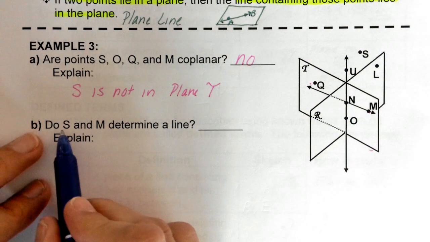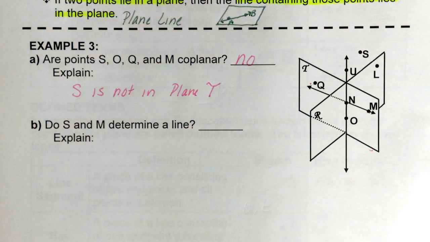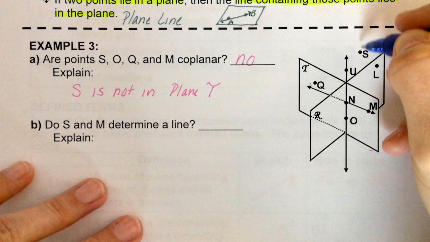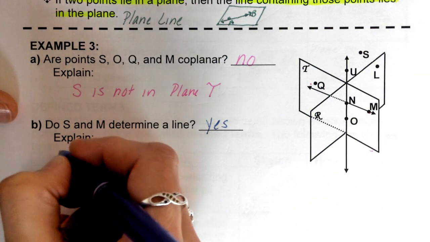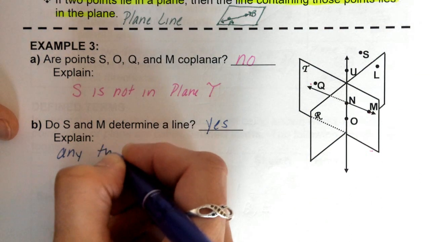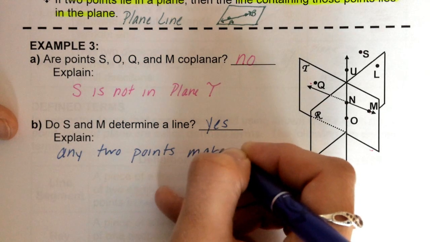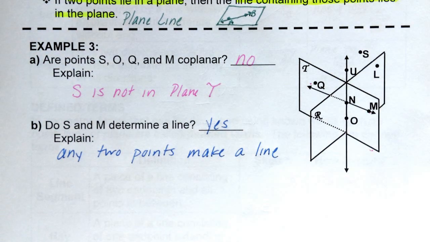Next, we want to know, do point S and point M determine a line? Can you put a line through point S and point M? Absolutely, the answer is yes. And how do we know that? Well, we just learned any 2 points make a line. It's your 2-point postulate from right above on this page. All right, so hopefully we've got all of our notes and we've understood some new vocabulary terms.